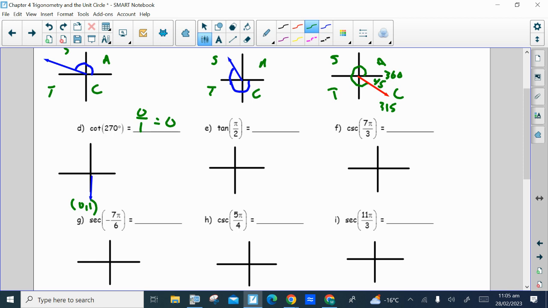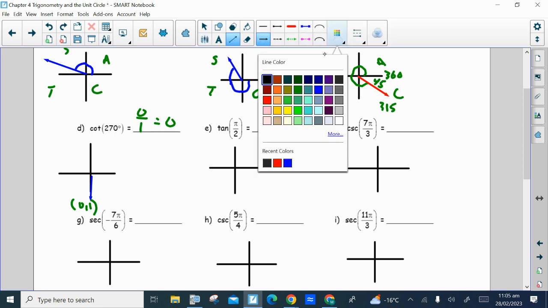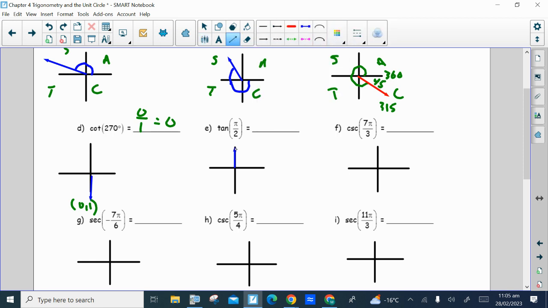So the next one, the tangent of pi on 2. Well, pi on 2 again is on our unit circle. Right there. Once again, the coordinates there are 0, 1. And tangent is 1 over 0, sine divided by cos, which again doesn't exist.